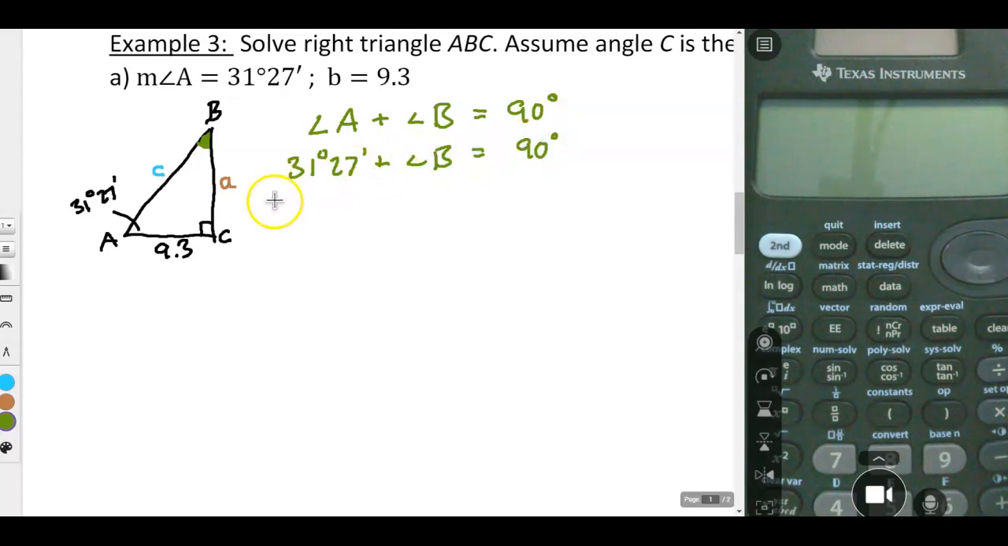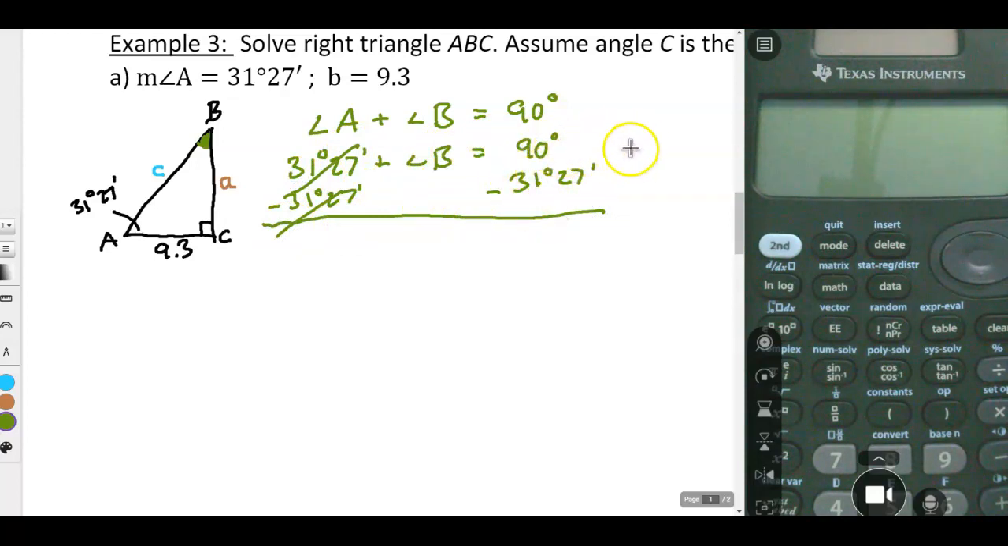And we just need to subtract that on both sides. Yeah, the same thing you've been doing probably since elementary school. Oops, I made a mistake. Change that to degrees, minutes. There we go. So, of course, that cancels out. Now we have angle B is going to equal 90 minus this.